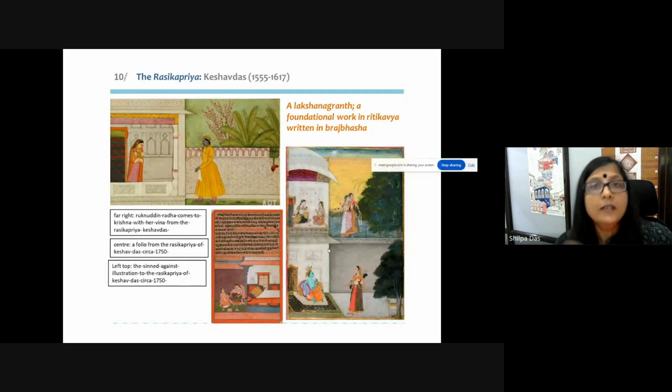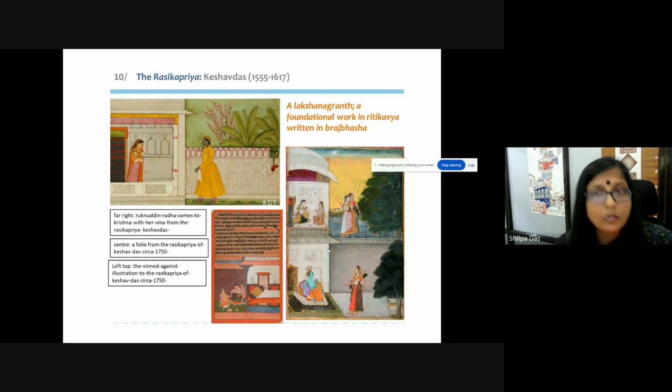So from now onwards, from the Rasika Priya onwards, a new style of feminine beauty permeates literature and art, according to which women are perceived as very passionate lovers who are very bold, who are brave, who will brave all natural sort of dangers in their paths in order to meet their beloved.